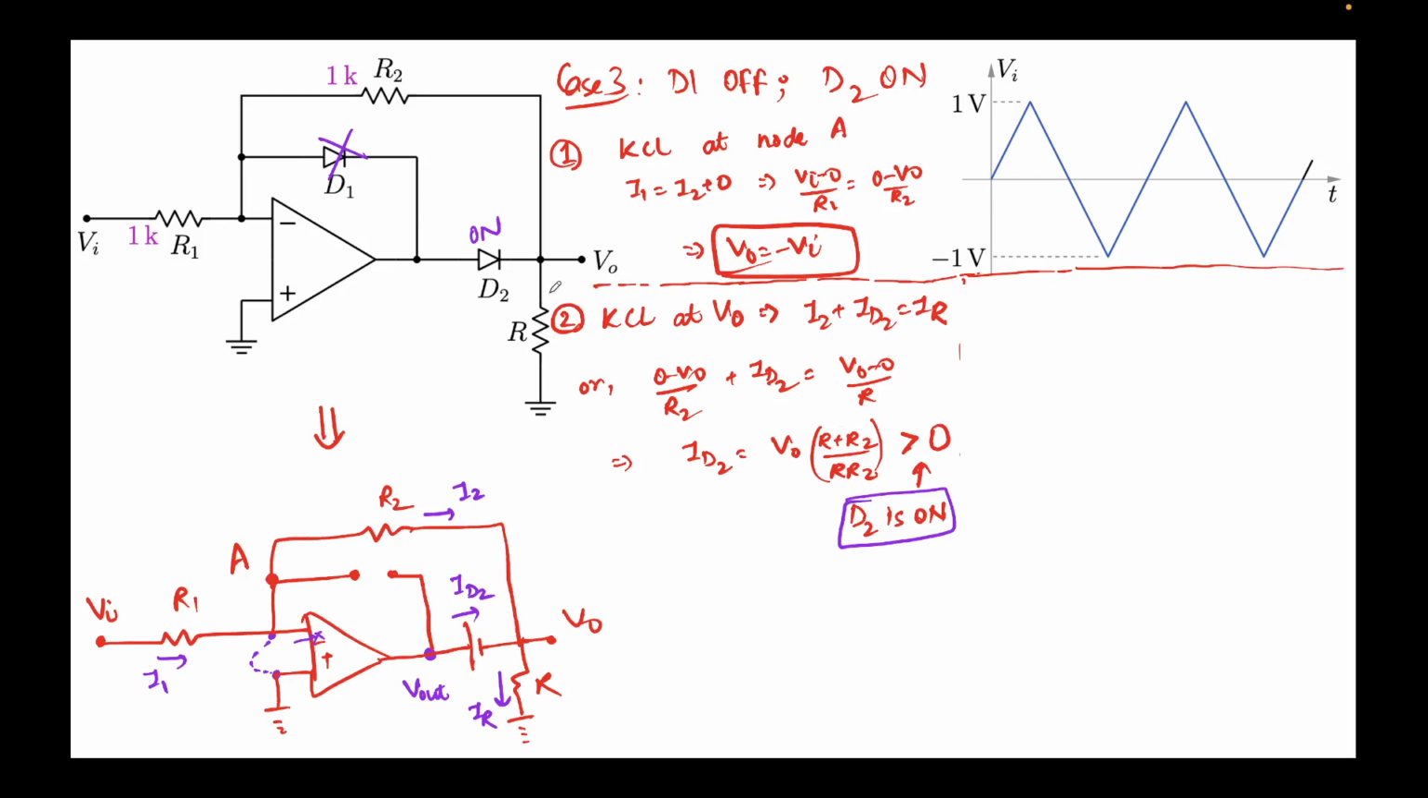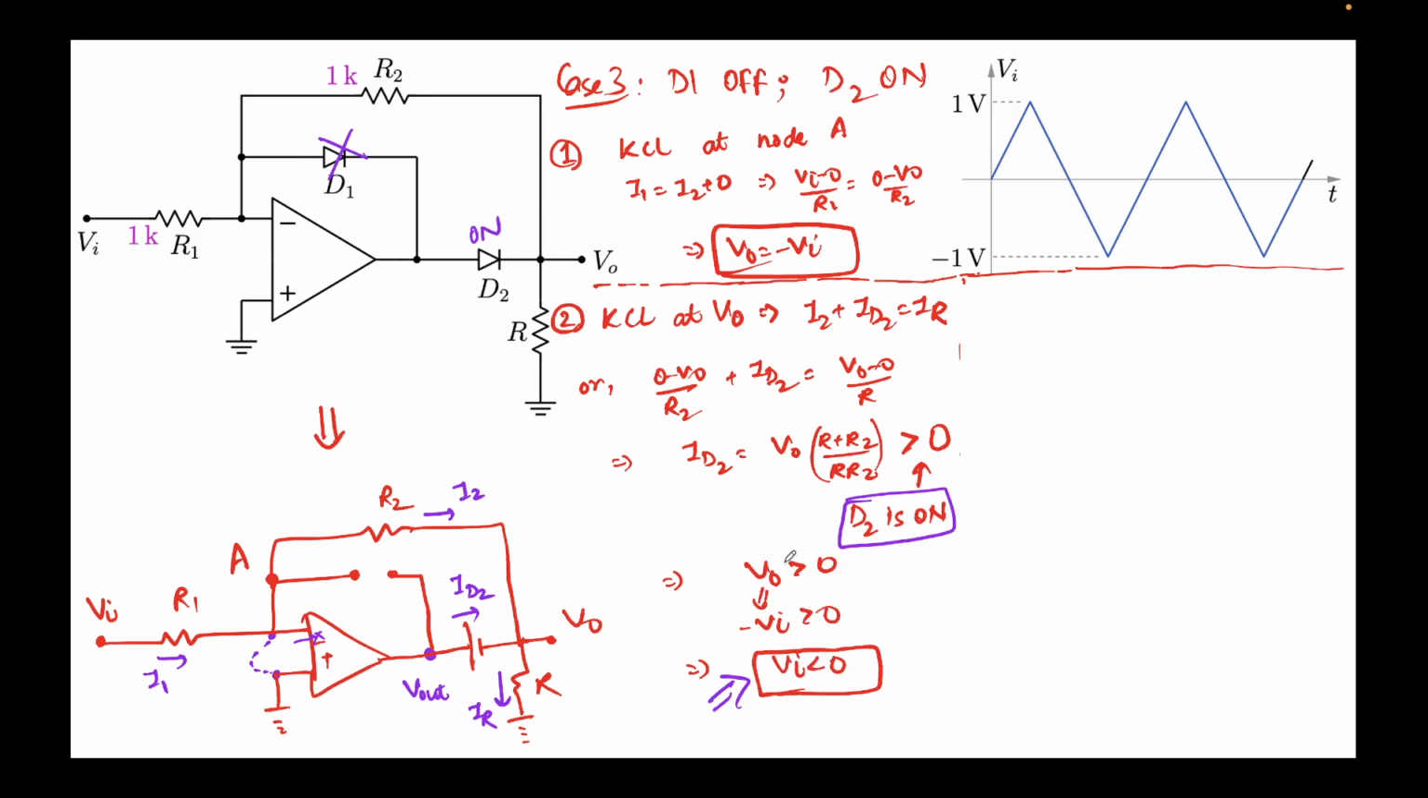This is the case when D2 is on. So if this is positive, and R and R2 are both positive, we should get V0 greater than 0. Correct? V0 should be positive. And we know V0 is minus Vi. So you place it there and you get Vi should be less than 0. This is the condition that we have obtained. For Vi less than 0, V0 should be equal to minus Vi, only for this specific case.